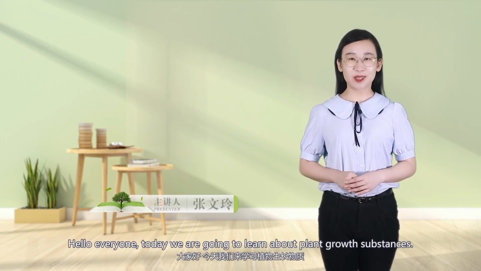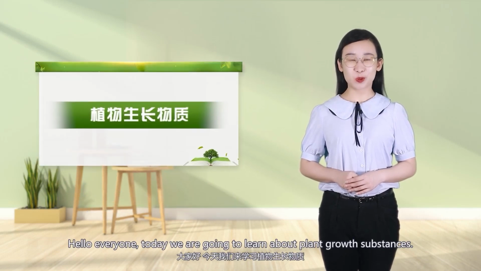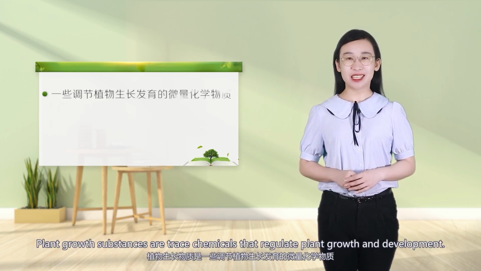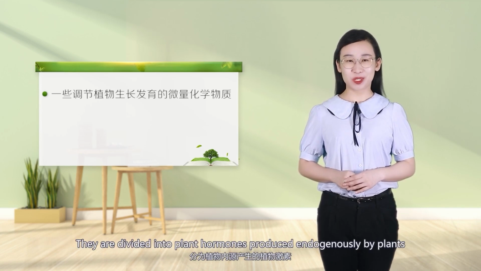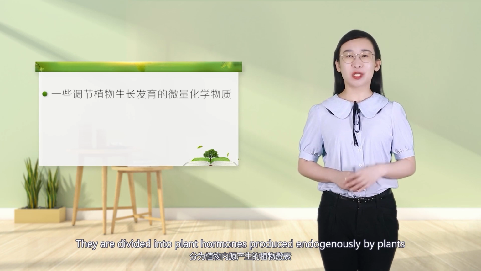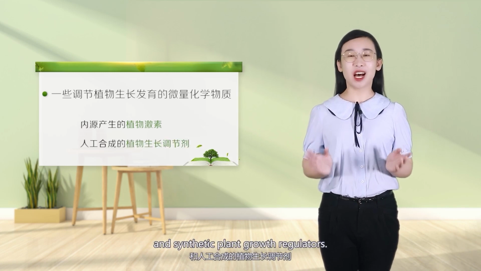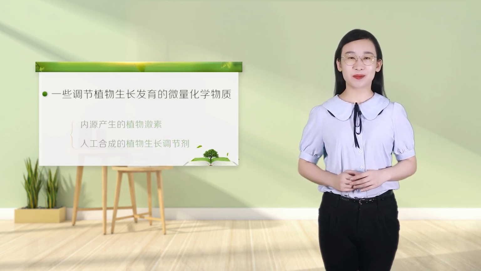Hello everyone. Today we are going to learn about plant growth substances. Plant growth substances are trace chemicals that regulate plant growth and development. They are divided into plant hormones produced endogenously by plants and synthetic plant growth regulators.